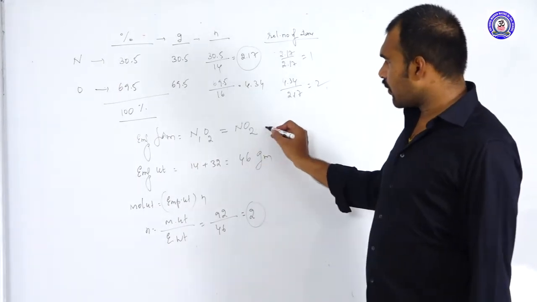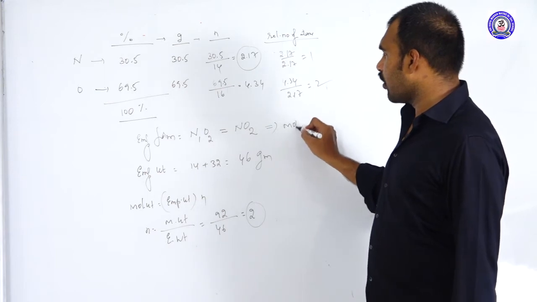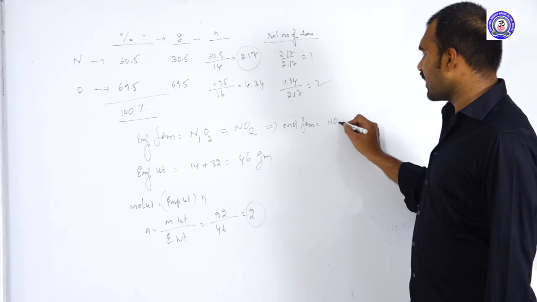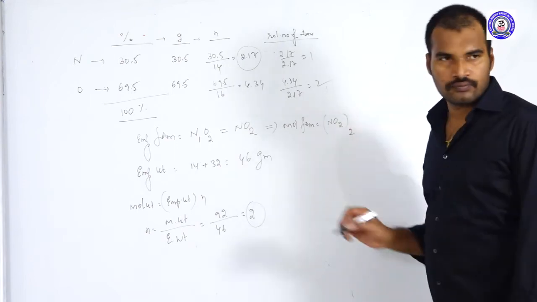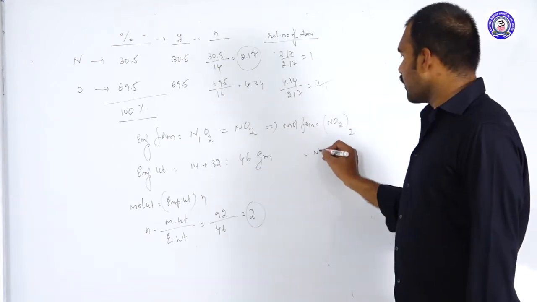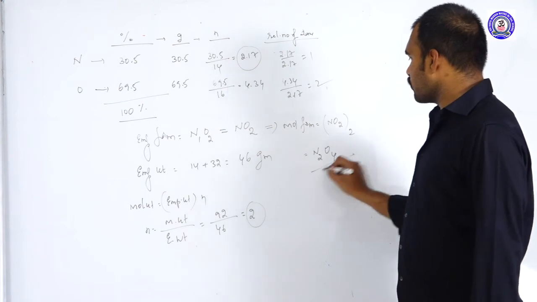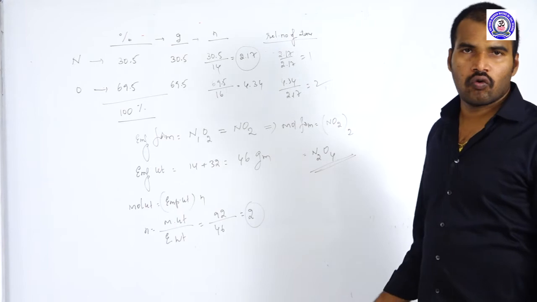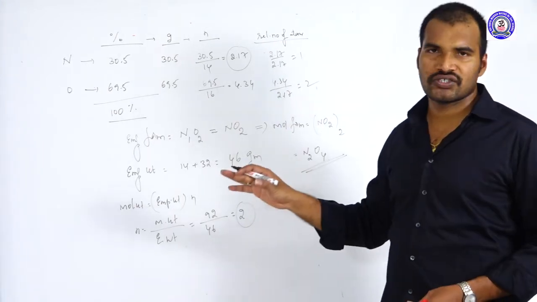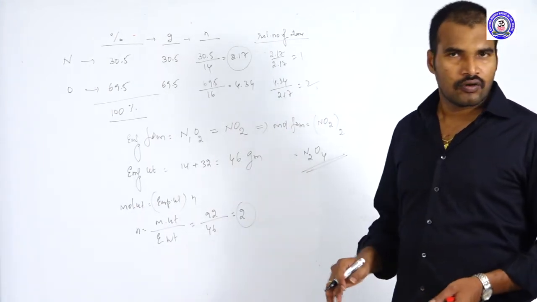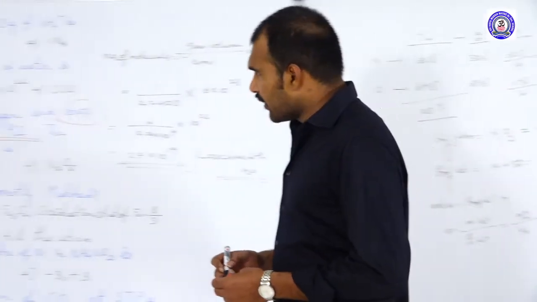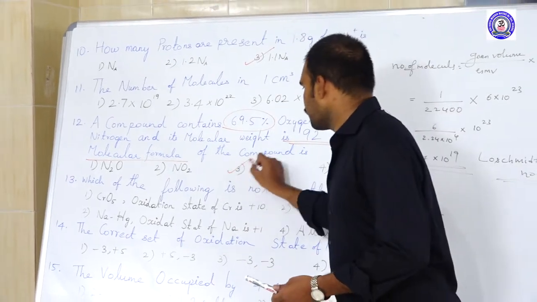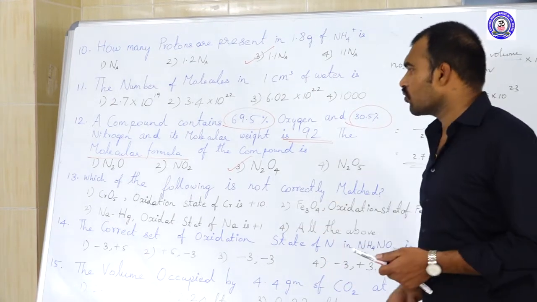So the empirical formula is NO2. Therefore the molecular formula is equal to the empirical formula NO2 twice, that is equal to N2O4. So the molecular formula of the given compound is N2O4. So this is also one of the most important models. Okay, now let us move to the next question. So N2O4 is the third option. Now let us move to the next one.